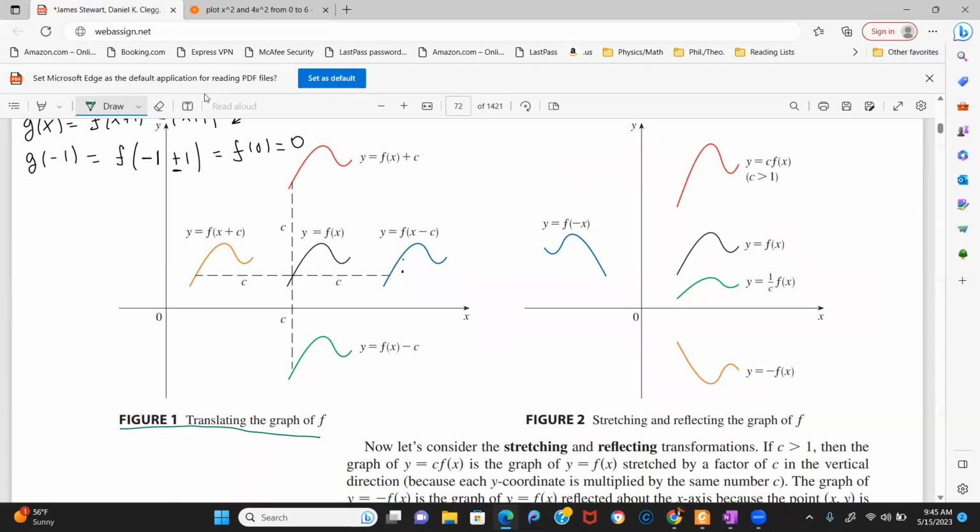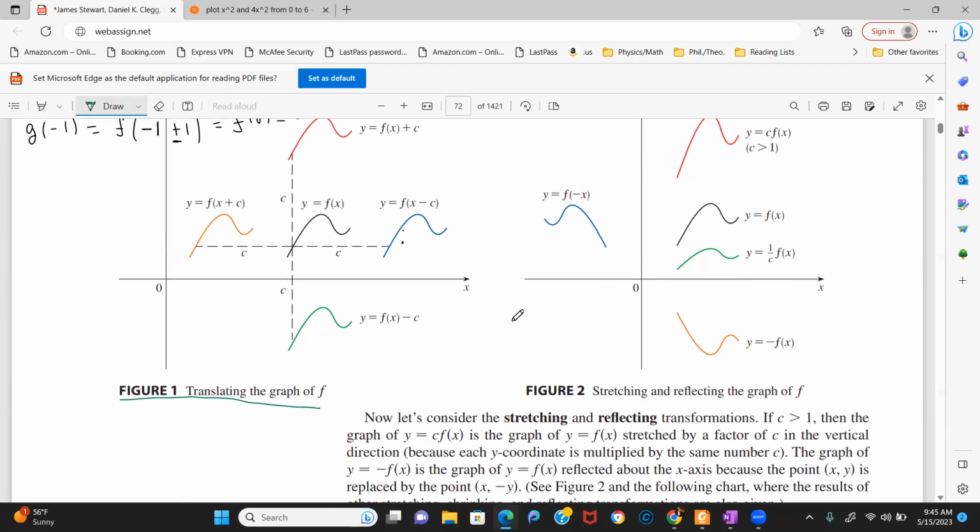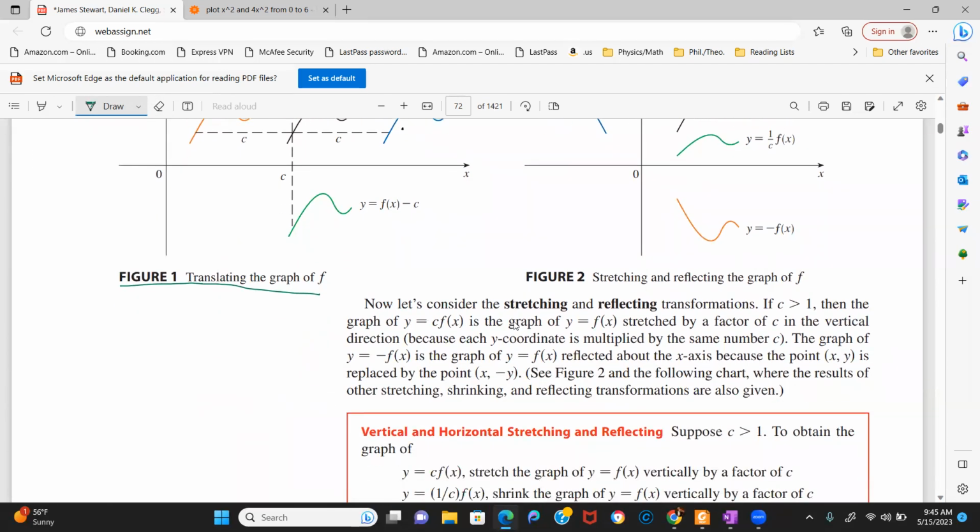So yeah, just give you a second to look at that. And now you can pause it, I guess. And now we want to look at stretching or reflecting or compressing.